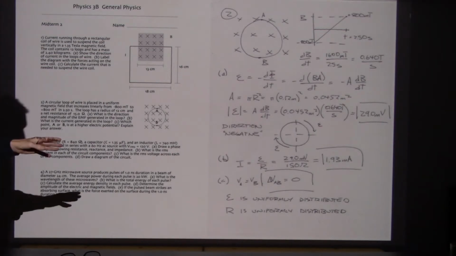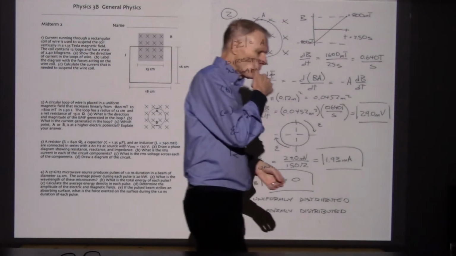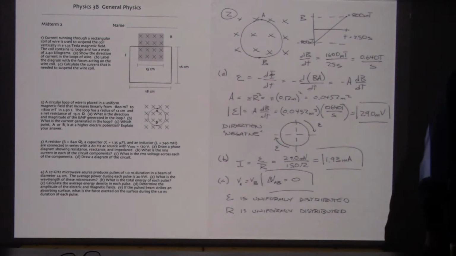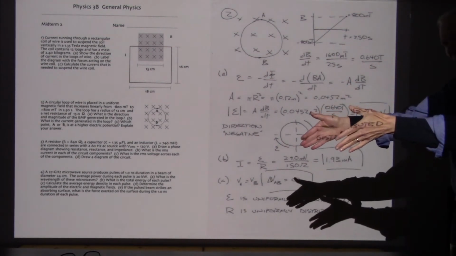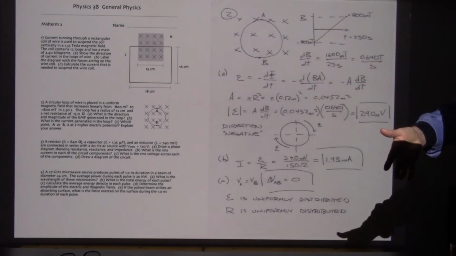So let's do a contrast here. Back when we were looking at batteries and resistors, the EMF was in the battery, the voltage drop was in the resistor.